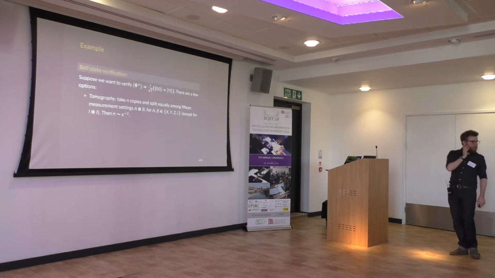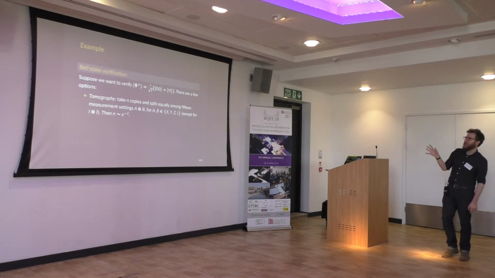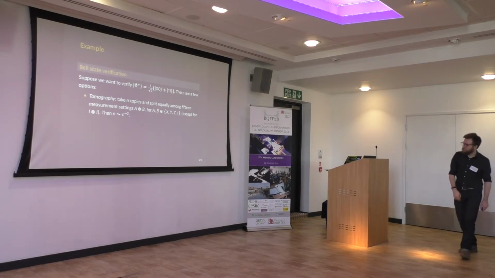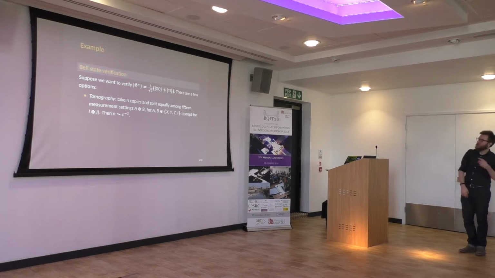You could do tomography, so you could take n copies, whatever n you would choose to be, and split them equally among 15 measurement settings, A tensor B for A and B in single qubit Paulis. If you do this, then the number of copies you need goes like 1 over epsilon squared, more or less, where epsilon is the fidelity with your target state. That's roughly how tomography behaves.